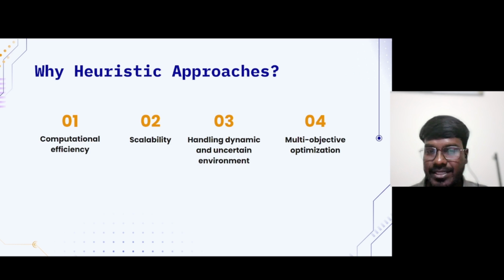Our last point is multi-objective optimization, where UAV path planning requires balancing multiple constraints such as minimizing the energy consumption, avoiding obstacles, and reducing the travel time. Also, we have to avoid the no-fly zone. Classical methods generally optimize for a single objective, whereas heuristic allows for flexible trade-offs.